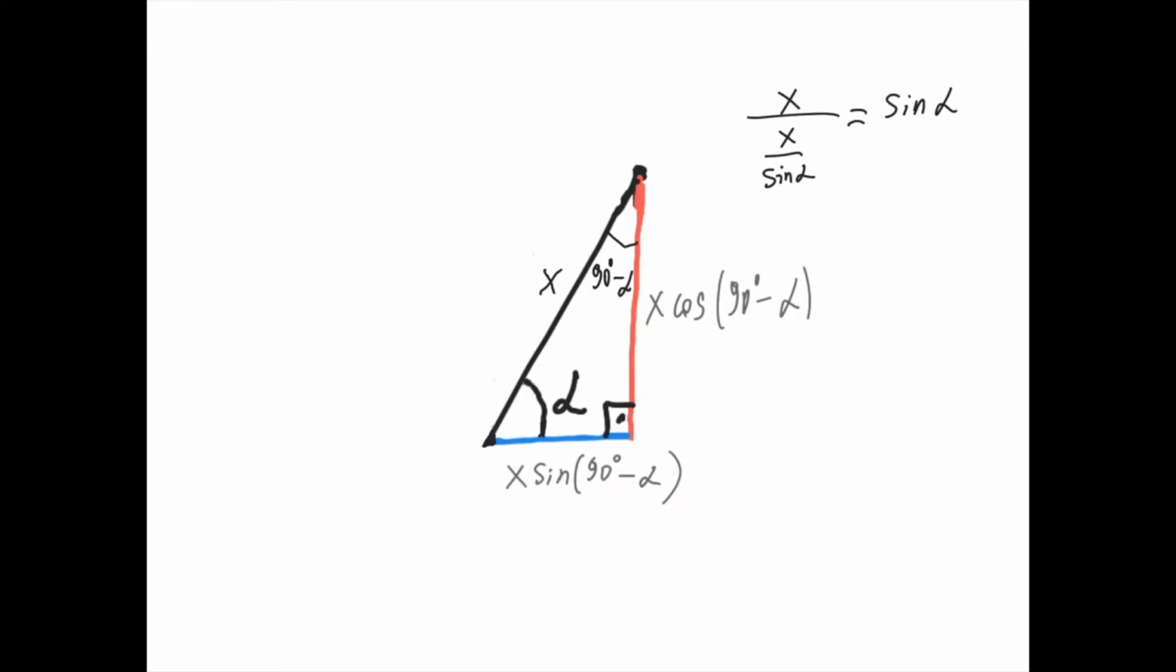the hypotenuse. Now again, with respect to this angle alpha, if this is x, then this side would be x times cosine of alpha, and this side would be x times sine of alpha. This is how we get these two equalities. In both equalities, we can cancel out the x and we get cosine of 90 minus alpha equals sine of alpha, and sine of 90 minus alpha equals cosine of alpha.